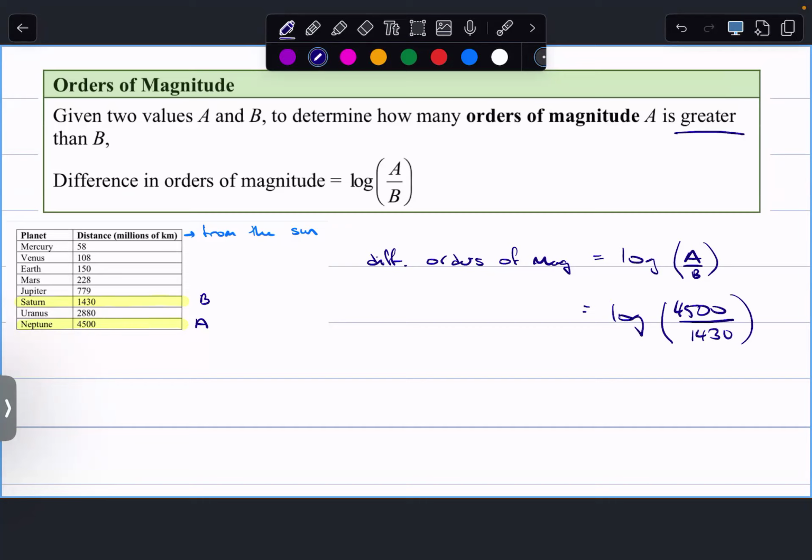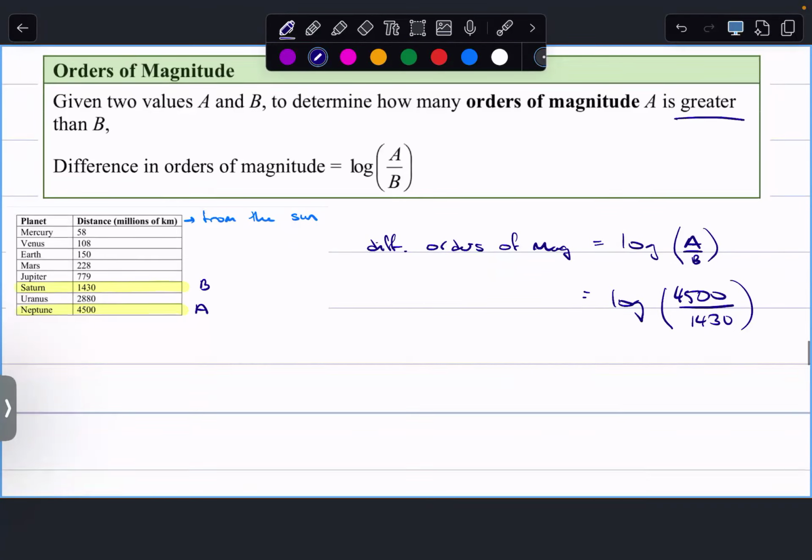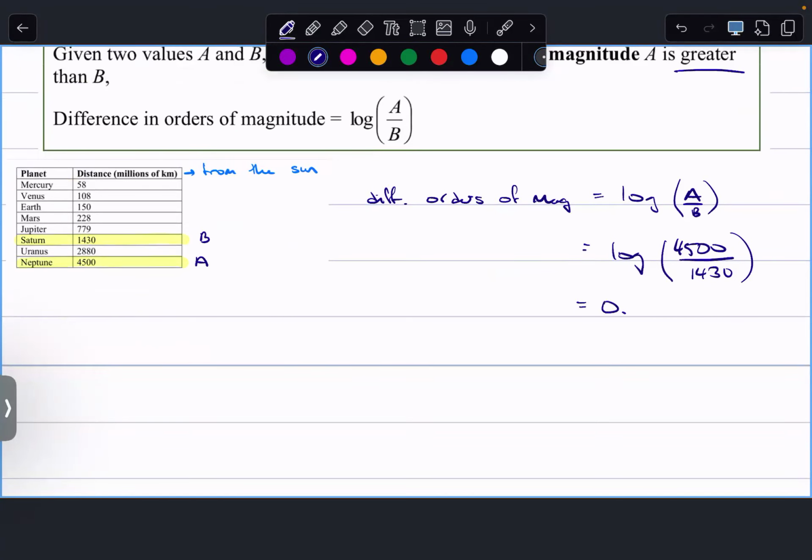which we're just going to use our calculator for, of course. And it is log base 10, right? When it's just written log, that's the common log. So it's log base 10 of 4,500 divided by 1430. Take the log base 10 of that, and I get 0.497876476, roughly. So the difference in orders of magnitude is roughly a half.